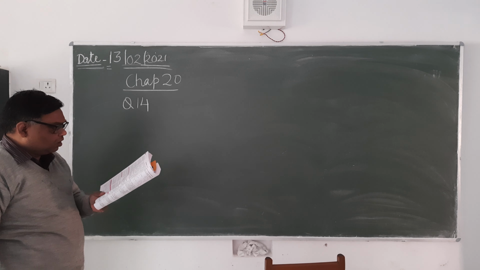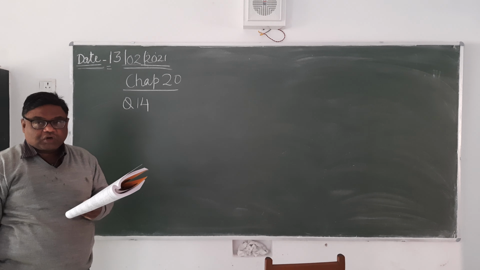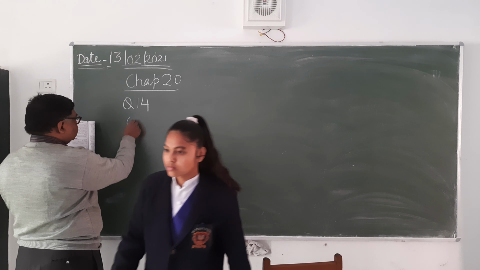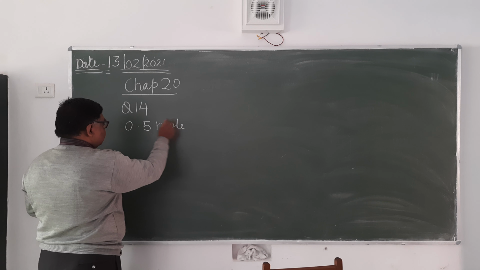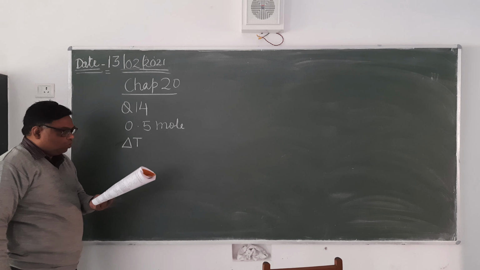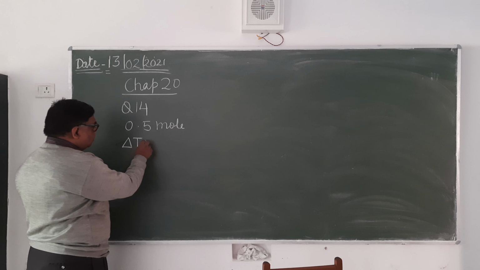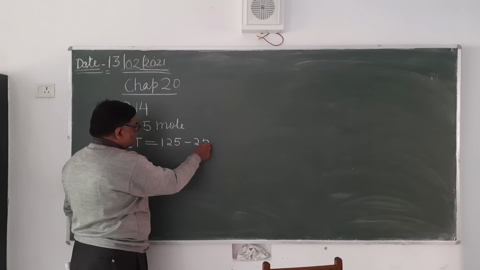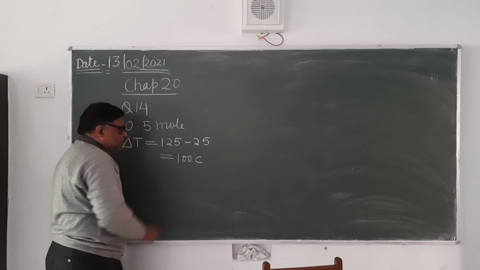Question number 14. 0.5 mole CO2 is heated from 25 degrees Celsius to 125 degrees Celsius. 0.5 mole, it's clear. And it is heated from 25 to 125. Means what will be the delta T? It will be 125 minus 25, that is equals to 100 degrees Celsius.